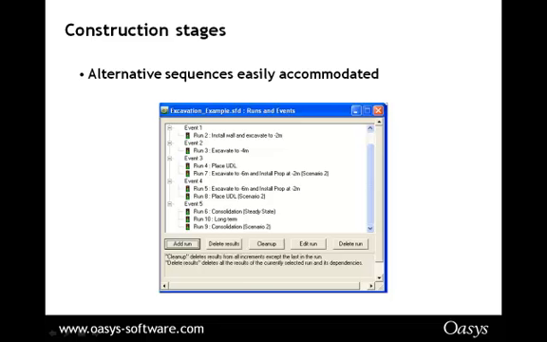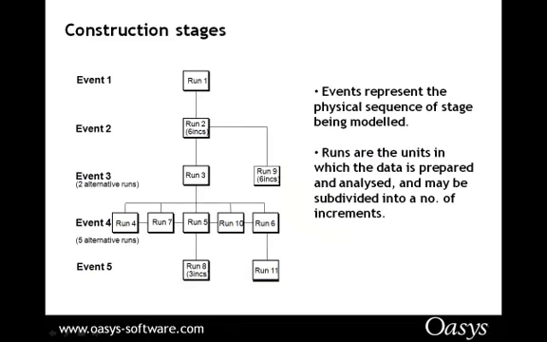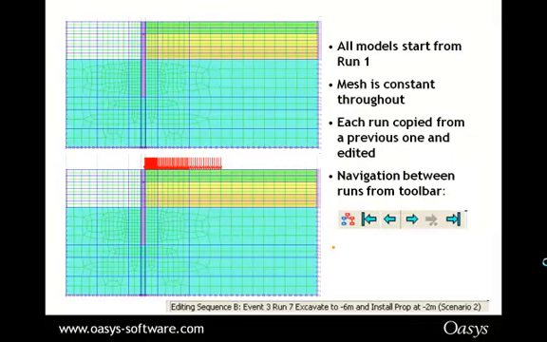This is a screen within SAFE, which shows the events and runs, which help you set up a stage construction. SAFE enables you to do that in the following way: the events represent the physical sequence of a stage being modeled, and the runs are the units in which the data is prepared and analyzed, and may be subdivided into a number of increments. As you can see, the stage construction feature really helps you understand the problem and set up a suitable problem.